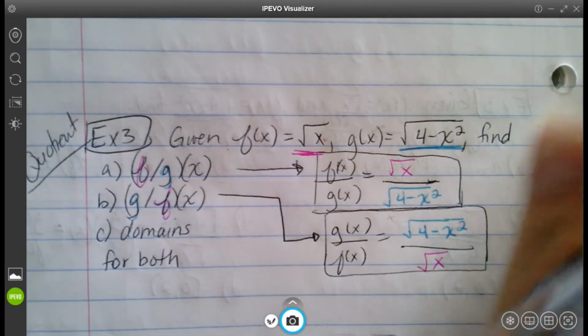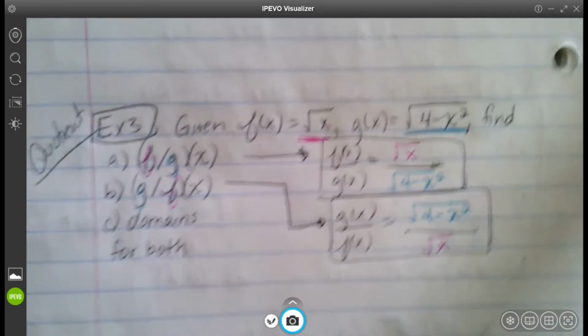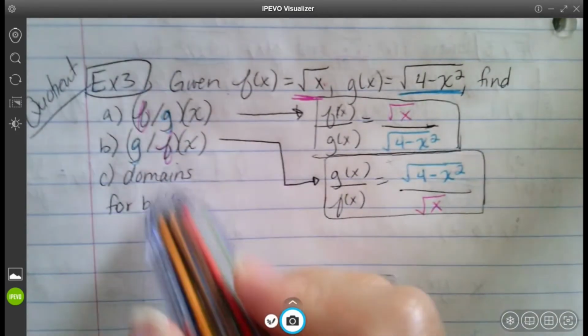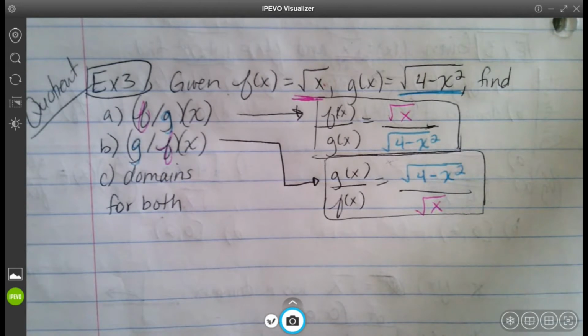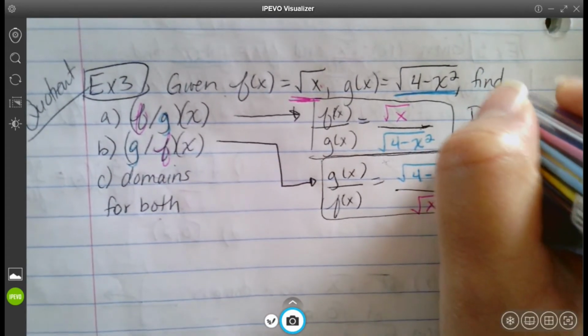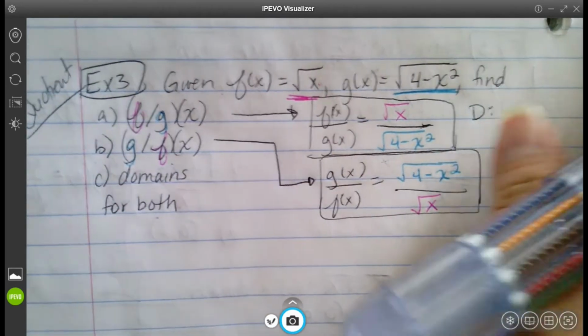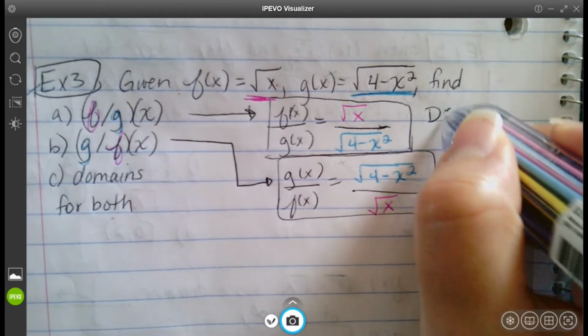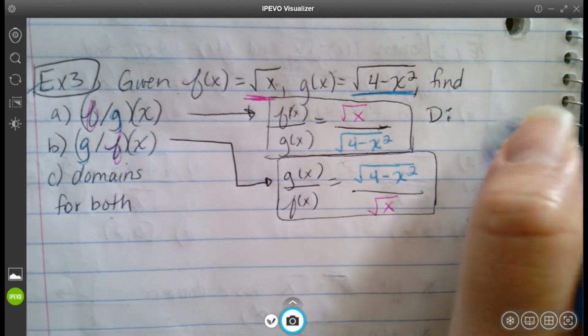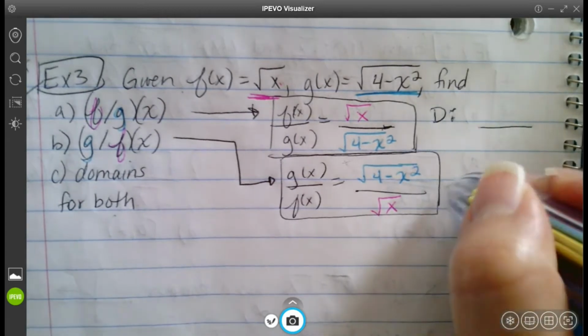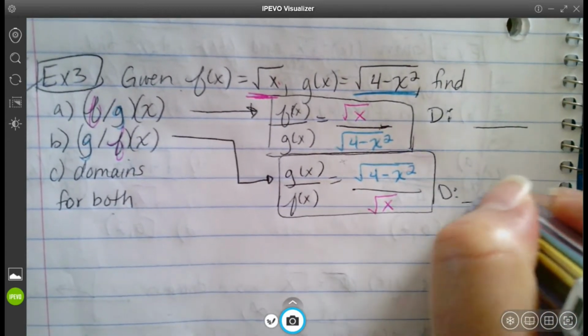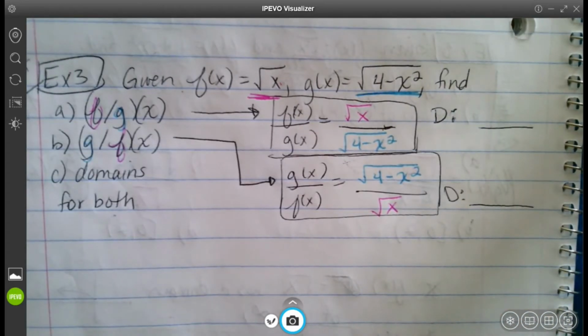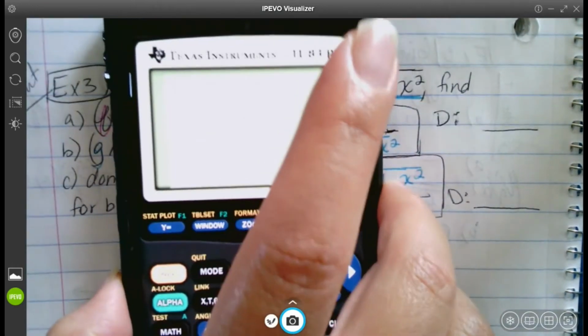Okay. And finally, for C, we have some questions about the domains. It says the domains for both. Okay. So the domain for this one, I'm going to move this just a little bit over. We're going to go ahead and graph it, and then we'll write it down here. I'm just making a space for it. Same thing with this one. So let's go ahead and do that. Pay special attention to how we're going to do this because some of you are still kind of struggling with this. So here's our calculator.